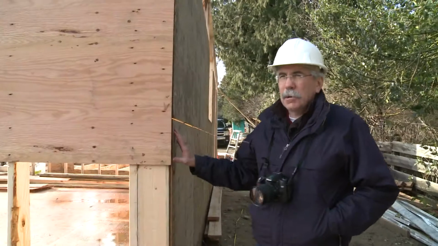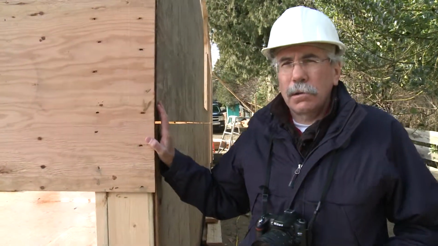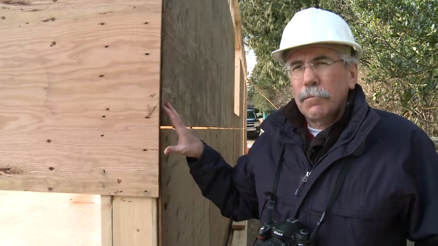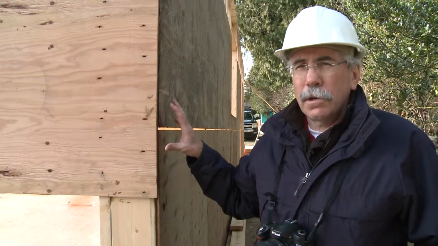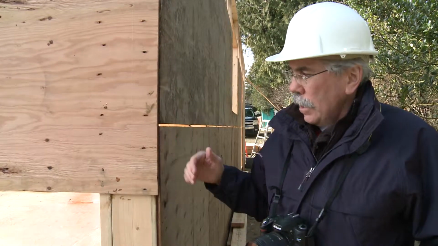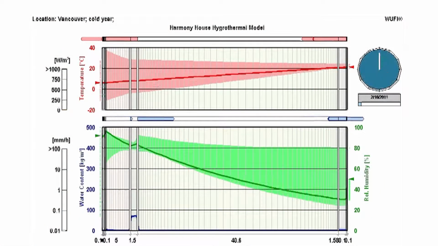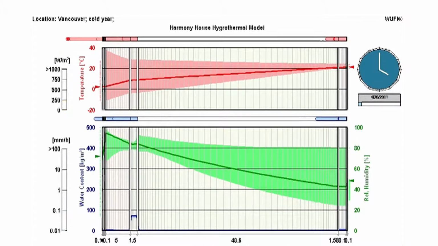One interesting aspect of this wall assembly is that the wall assembly actually was modeled using a program which not only predicts the heat movement through the wall, but it also looks at the potential for moisture accumulation in the wall. And what that computer simulation program told us is that there was a possibility for moisture to occur in the wall sheathing of the north wall.